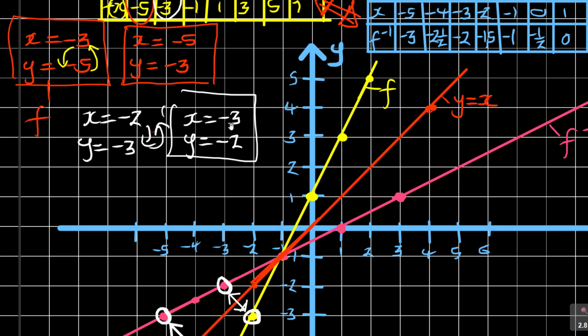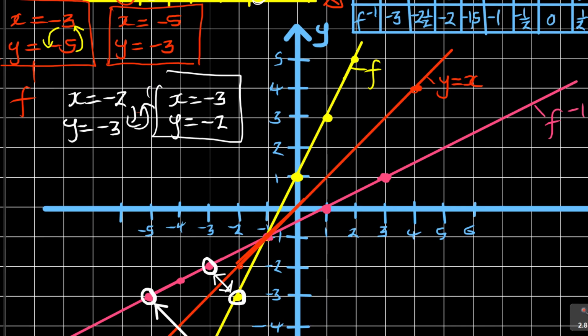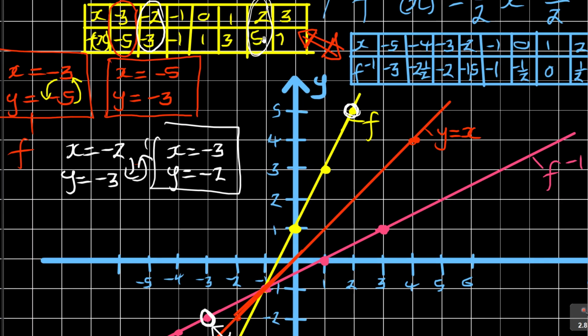Now, let's look at another whole number, 2 and 5. Now you can see what I'm doing. When x is 2, y is 5. Let's identify that point. When x is 2, y is equal to 5. There is that point there. And the inverse of it, or the other point of it, will be when x is 5, y is 2. That point is supposed to be there.